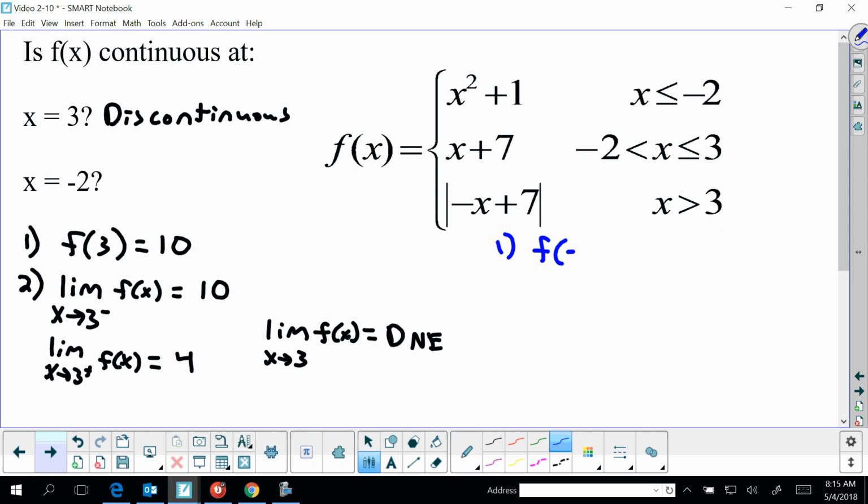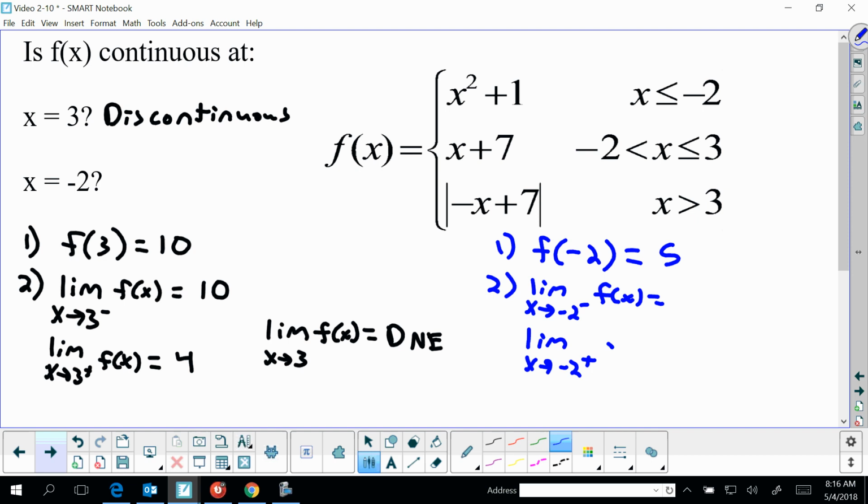So we'll do f of -2. The top interval is where we're equal to -2, so we'll sub that in and we'll get 5. Step 2, we've got to do the limit as x approaches -2 from the left of f of x, and the limit as x approaches -2 from the right of f of x. As we're going to the left of -2, that would be the top interval. Sub that in, we get 5. Right of -2, that would be the middle interval, and we would get 5 for that also.